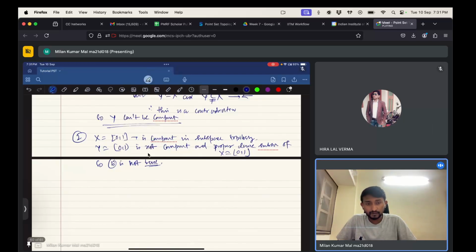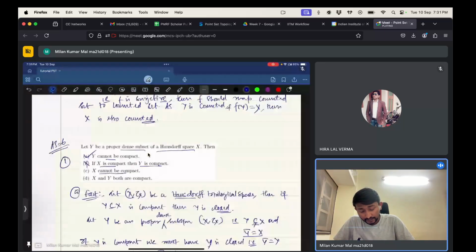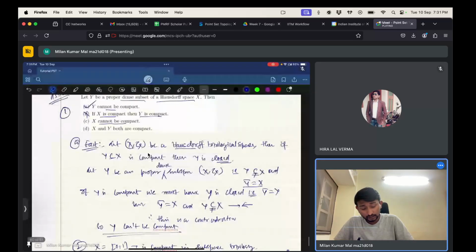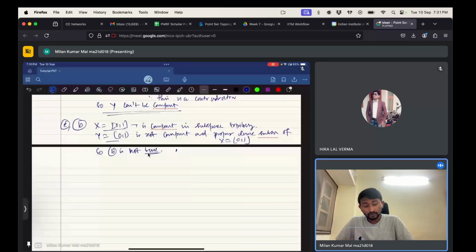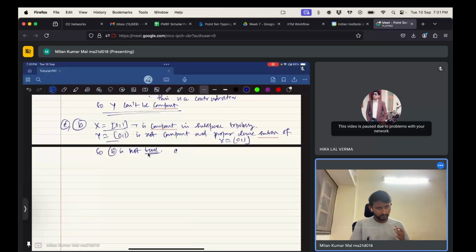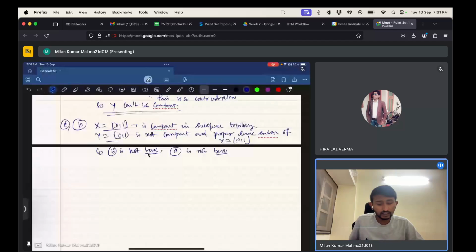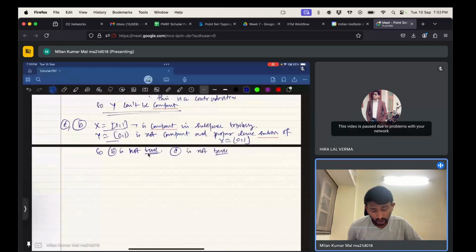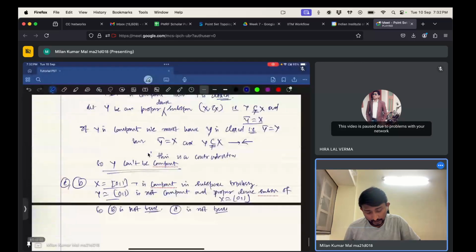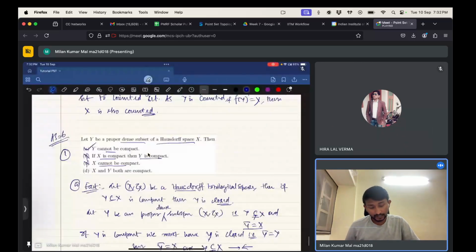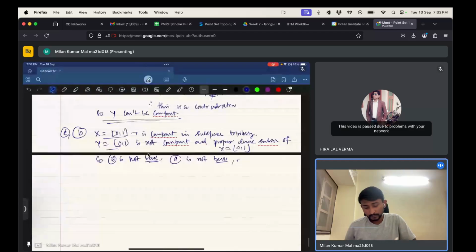C: X can't be compact. That can be. Suppose for this example, you can take C here. This is the example. C is not true, because here we can take X equal to the closed interval [0, 1], Y equal to the open interval (0, 1), then X is compact and Y is a proper dense subspace. Okay, still there is no problem. So X cannot be compact, that is false. Now X and Y both are compact. That is also not needed. So D is also not true.